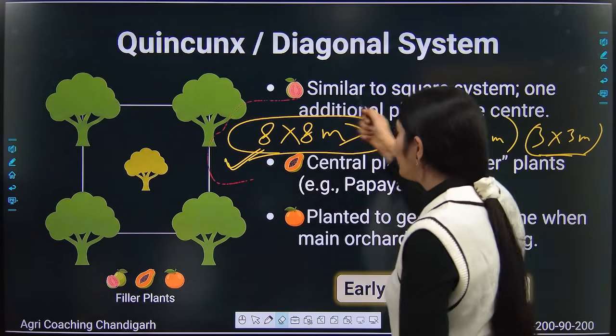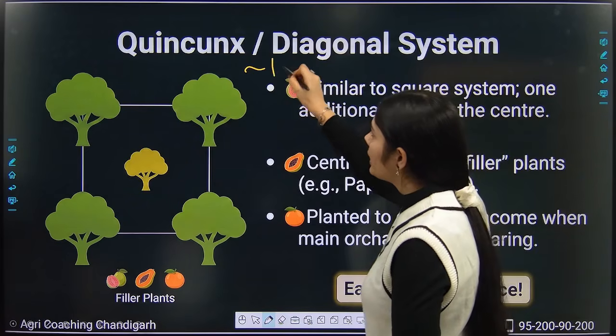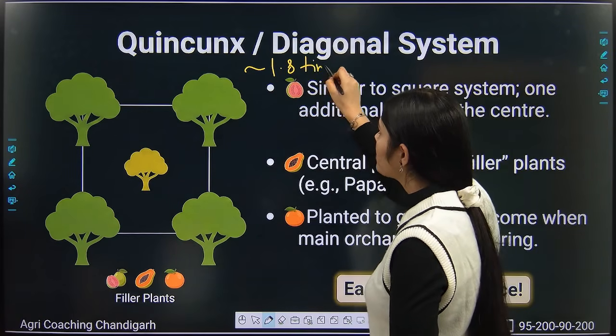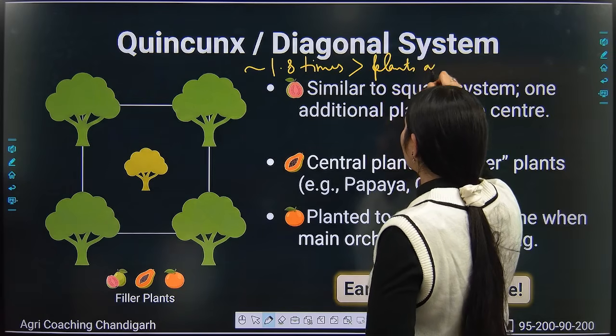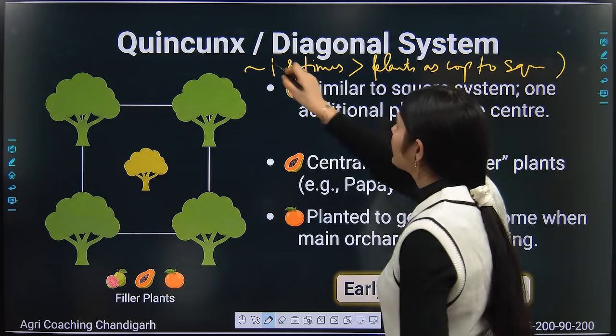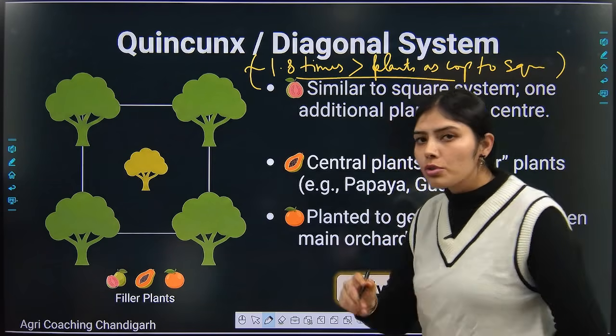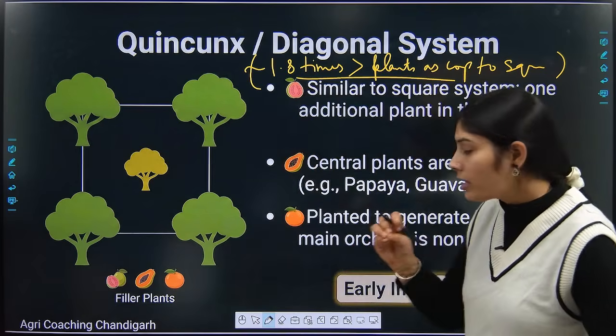And one more thing, when we do layout like this, we can accommodate approximately 1.8 times more number of plants as compared to the square system. As compared to the square system, we can accommodate 1.8 times, or you can say almost double the number of plants.